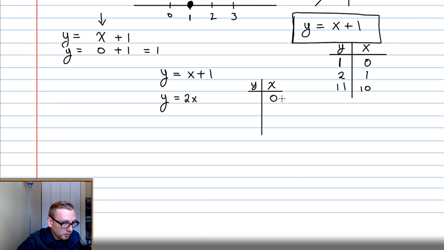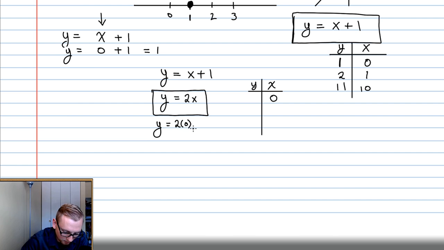What if x equals 0? So when x is 0, what is y? It's 2 times 0, right? You're plugging in 0 for x. Okay, so what is y equal? 2 times 0. So what is 2 times 0? Anything times 0 is 0.